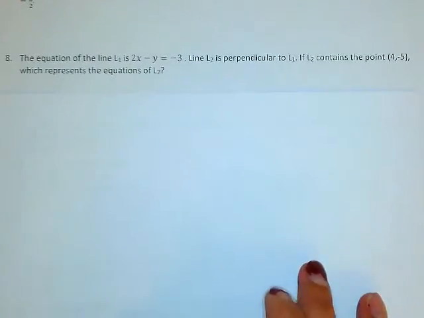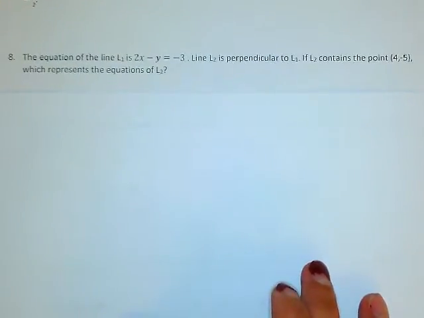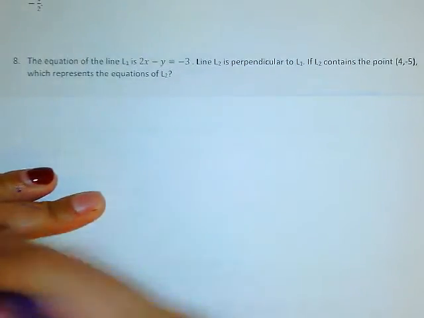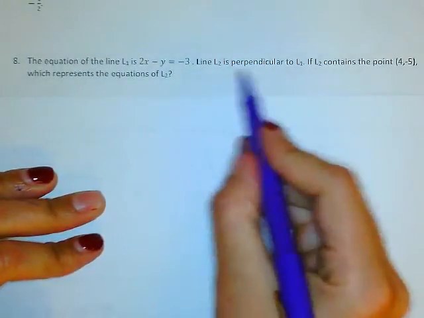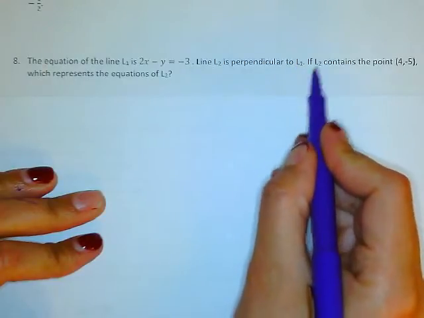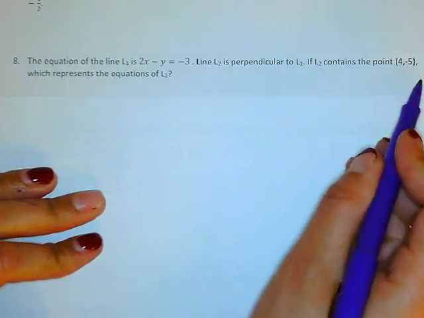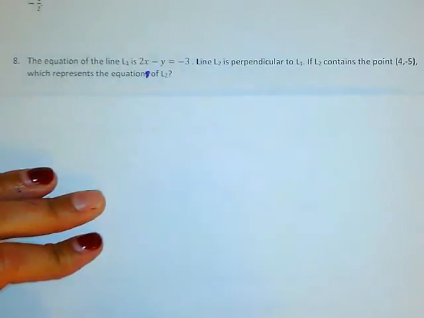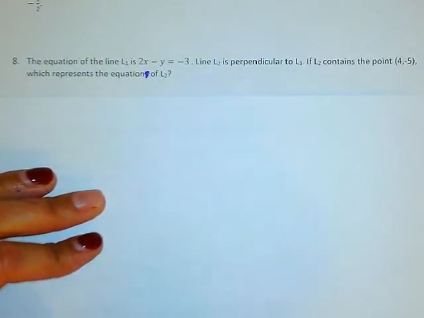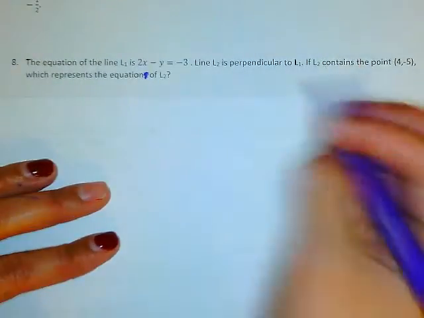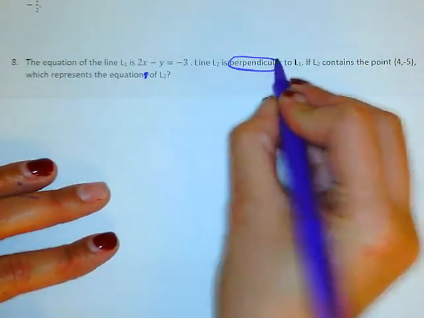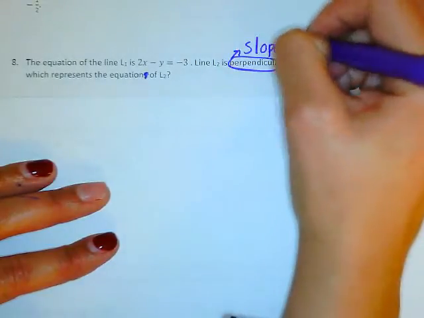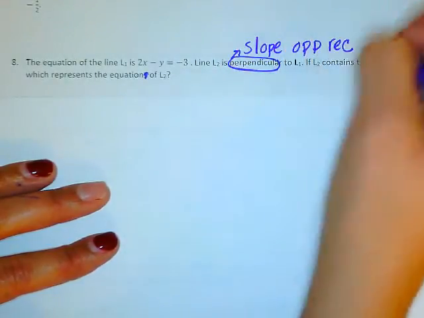All right, students, so number 8 on today's review was: the equation of the line L1 is 2x minus y equals negative 3. Line 2 is perpendicular to L1, and L2 contains the point (4, negative 5). Which represents the equation, that's a typo, of L2? Okay, so that's a lot of information, like I told you during class. The big keyword here is perpendicular, and that means that the slope is going to be the opposite reciprocal.